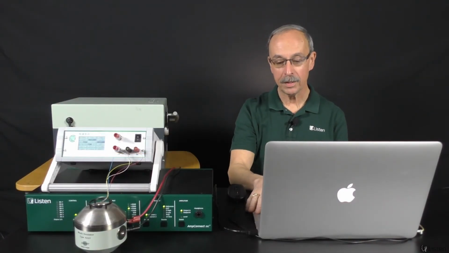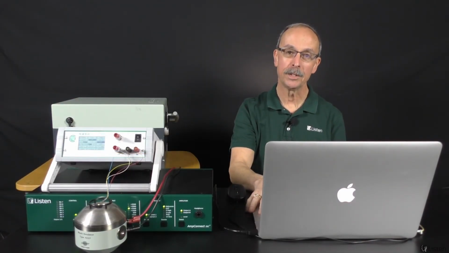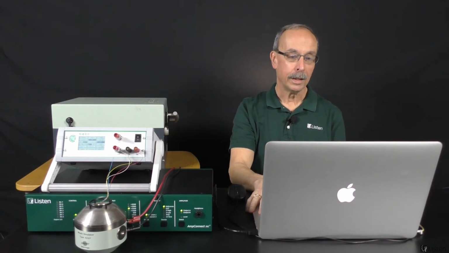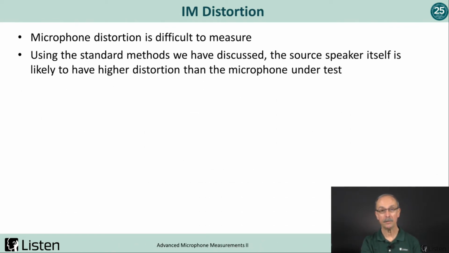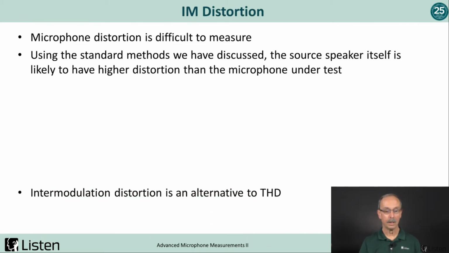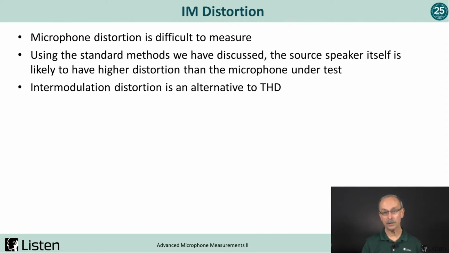So our next topic for discussion is intermodulation, or IM distortion. And the thing is that microphone distortion is very difficult to measure. Using the standard methods that we've shown you here in these seminars, the source speaker itself is likely to have higher distortion than the microphone under test. So what can we do when we can't make traditional THD measurements on a microphone? There's an alternative, and that's using intermodulation distortion measurements.